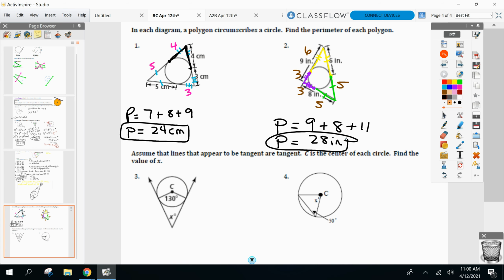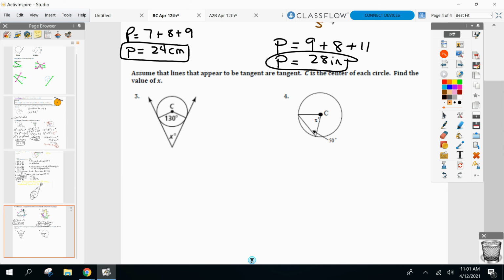Questions, comments? These last two are just randoms. I don't think they have anything to do with tangent segments drawn to the same external point. These two are just random. See what you can do with your circle facts. What is the 50 pointing to? The 50 is pointed to that angle, the bottom right-hand angle in the triangle. That is what the 50 is pointing to.